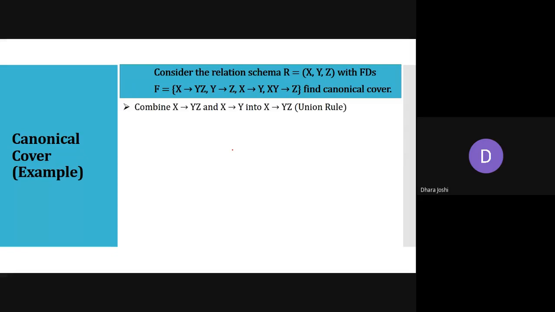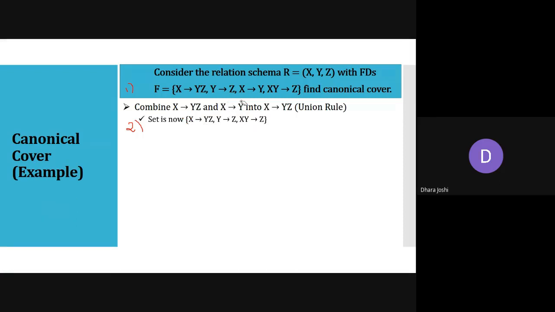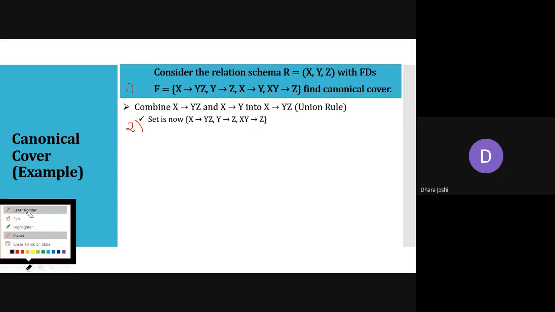Then we have taken this example. Here we have these two rules. It says that if I have the value of X, I can get the value of YZ or just Y. So we go with the rule X derives YZ, and we remove the other from the functional dependencies. Previously we had 4 functional dependencies. Here, if you can see, we have 3 functional dependencies.